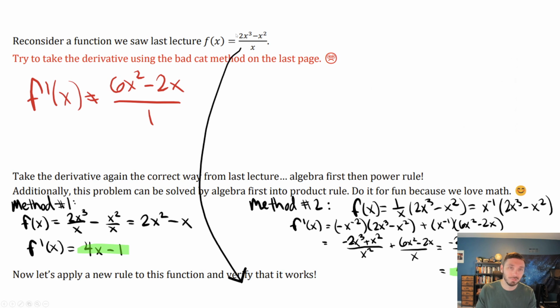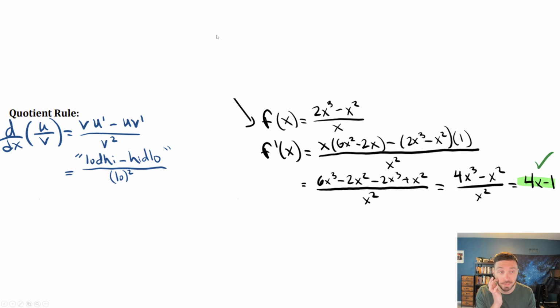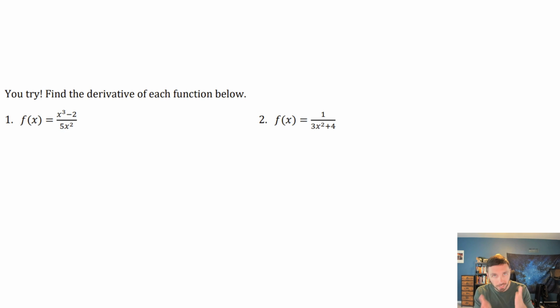Like I probably wouldn't use quotient rule here, but this problem is a nice vessel to connect the bridge between the two. So low d high minus high d low all over low squared. Practice, play the game, right?